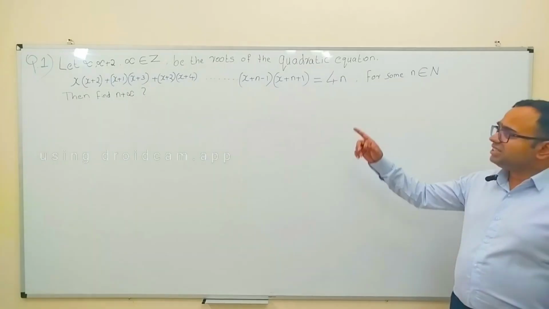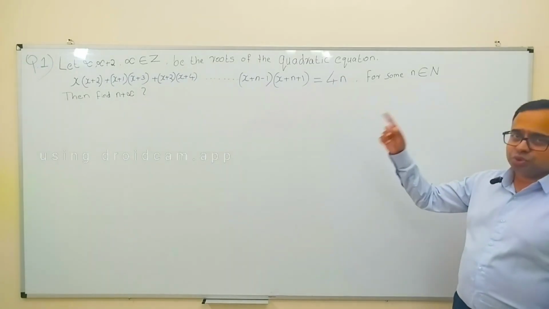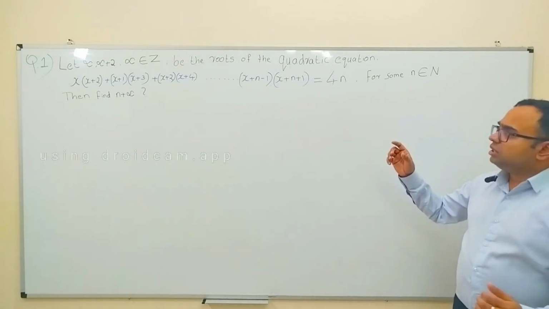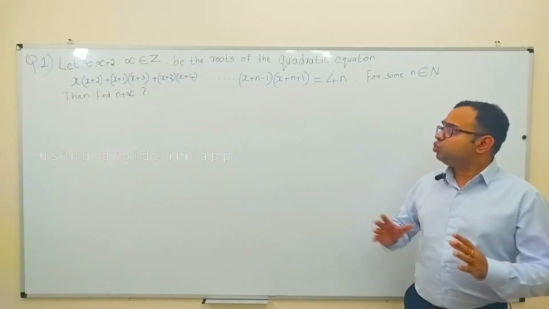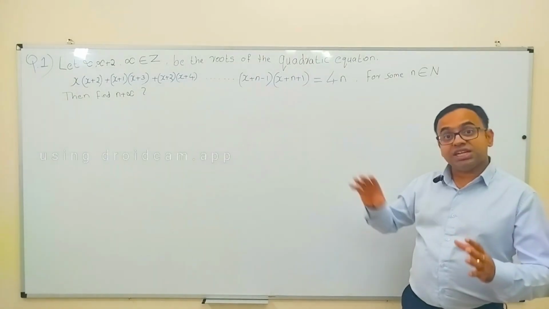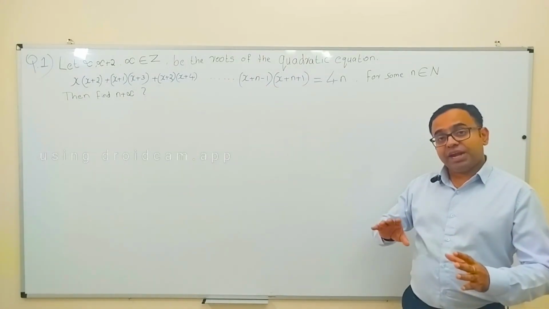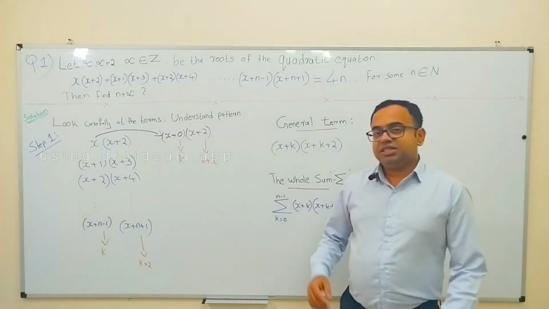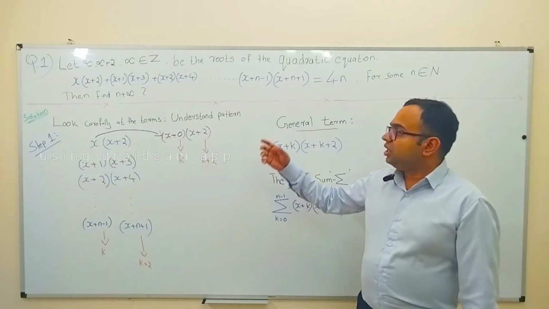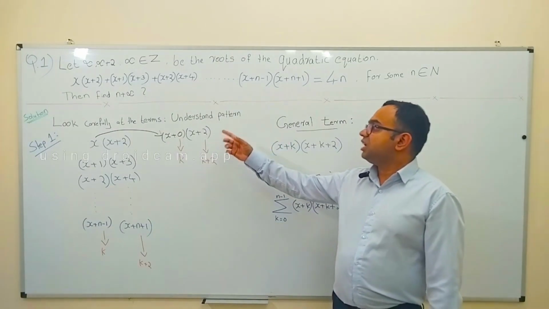At first look, we can see that a lot of terms are added together and it's very long. The only thing is, we need to find a pattern. First, we need to convert this entire expression into general terms. Then we need to add sigma notation to that general term. Then we will move to the next step. Let's start with the first step. Look at the terms carefully and understand the patterns.